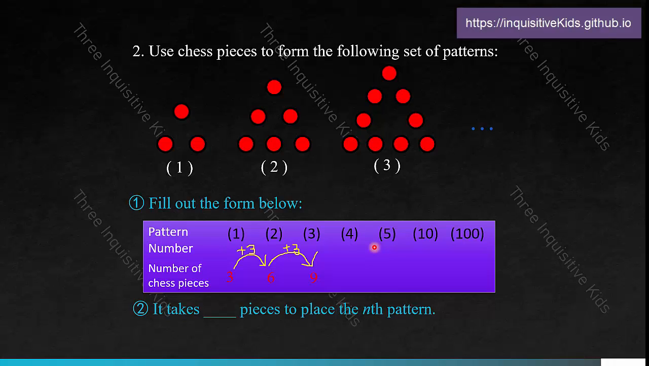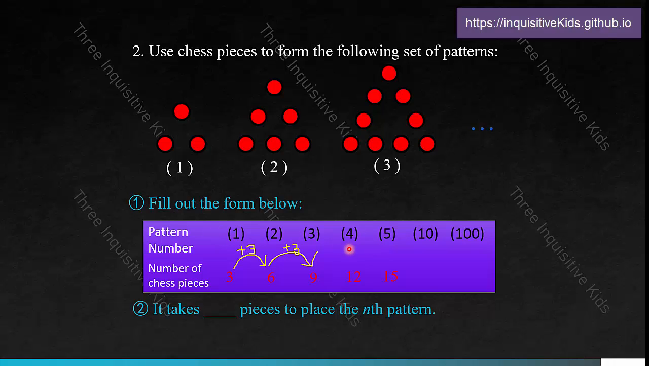So right now we predict that the 4 is going to be 12 and the 5 is going to be 15. Let's see. Yep, we were correct. 9 plus 3 is equal to 12, and 12 plus 3 is equal to 15.